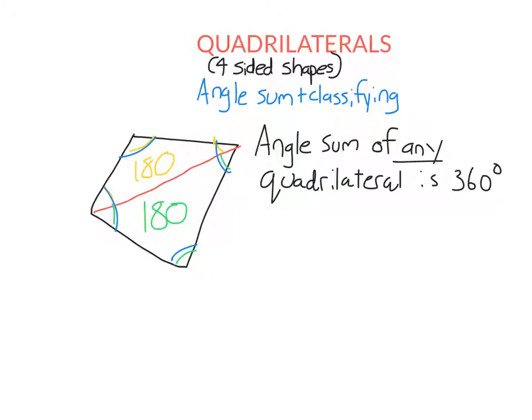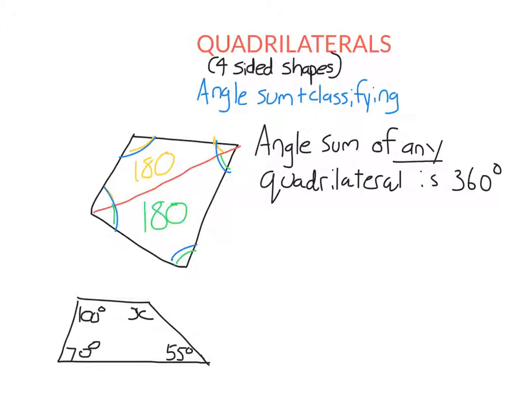So the angle sum of a triangle is 180, of a quadrilateral is 360. And we can use this to find the size of unknown angles without even measuring them. Let's look at this quadrilateral down the bottom. We're going to find the value of an angle marked x.